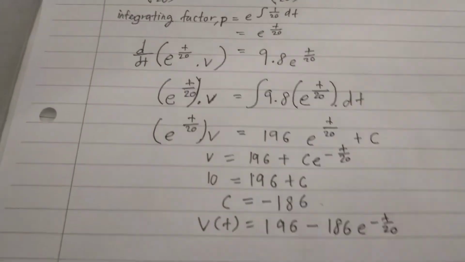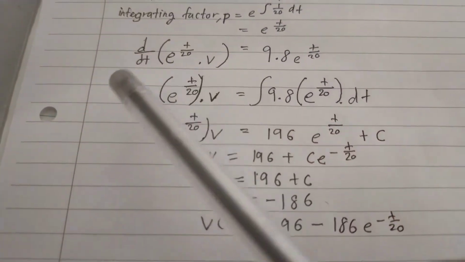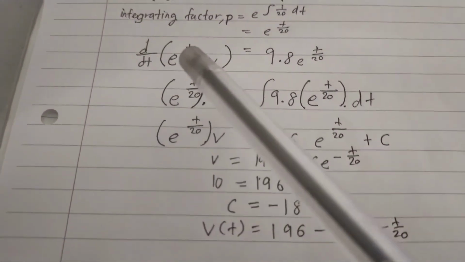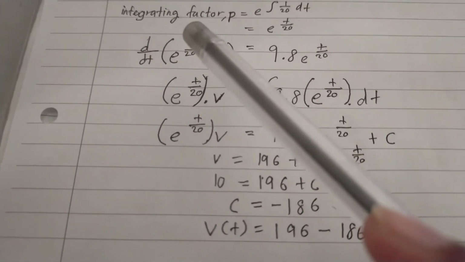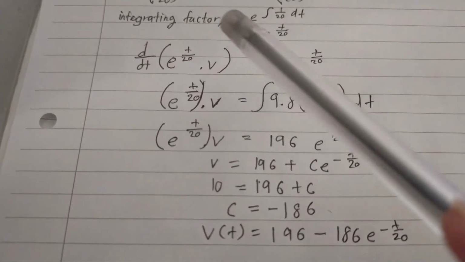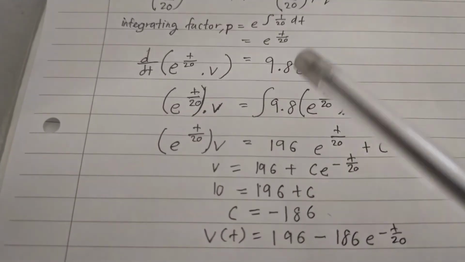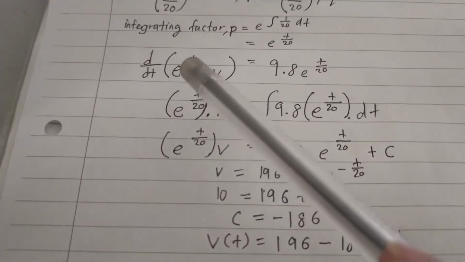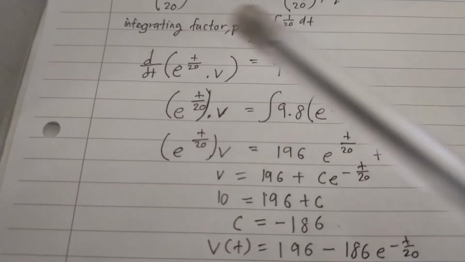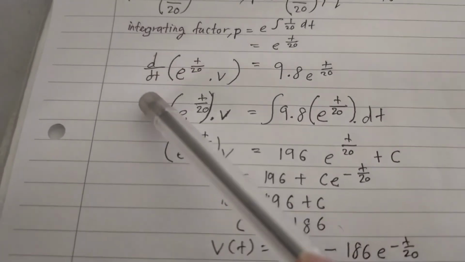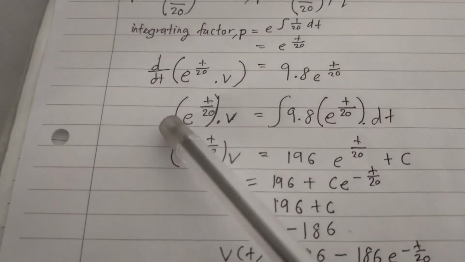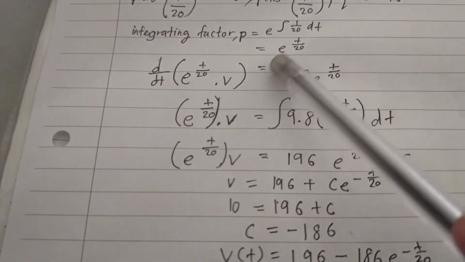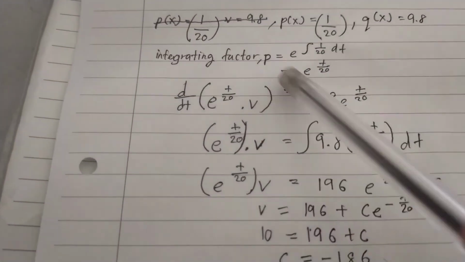Now we get back down to the equation. So we get d over dt in bracket e to the t over 20 times v in bracket equals 9.8 e to the t over 20. So these two values should be the same. Then we go back to the normal, we push the dt to this side. So we are going to integrate this one. How to do that, we have to push this here.